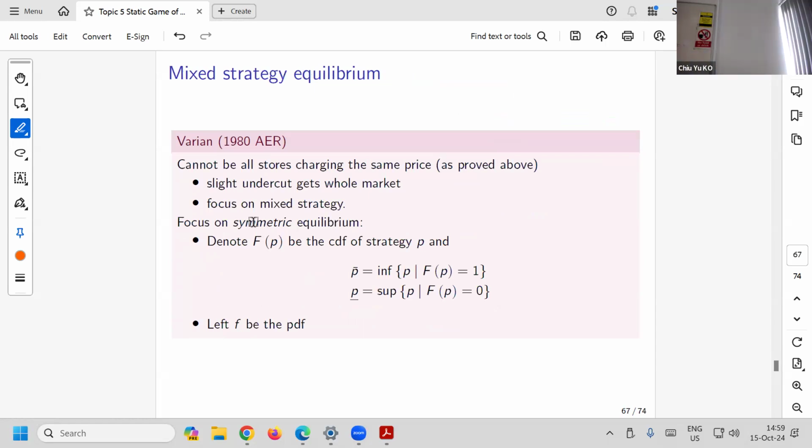So how do we solve this model? Actually, he solved the mixed strategy Nash equilibrium. Assume every firm uses the same strategy. They call it symmetric equilibrium. Every firm uses the same mixed strategy using the CDF of P, right? And the CDF is just like the lower bound, upper bound, right? The supremum, infimum. Okay. And F is a PDF, assume differentiable.